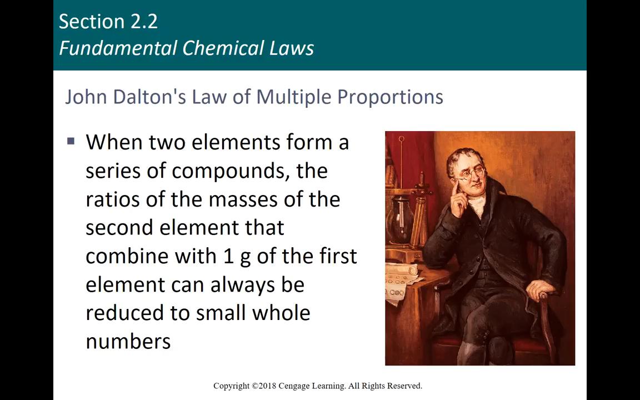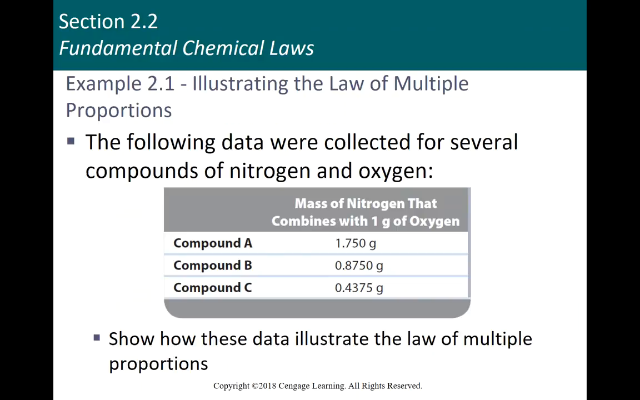And so what he was alluding to was that when you calculate these multiple proportions, you're always going to get ratios of atoms. So let's look at an example. Here is some data collected. These are nitrogen and oxygen compounds, and every time it's 1 gram of oxygen, and we're going to look at how these data relate to one another.